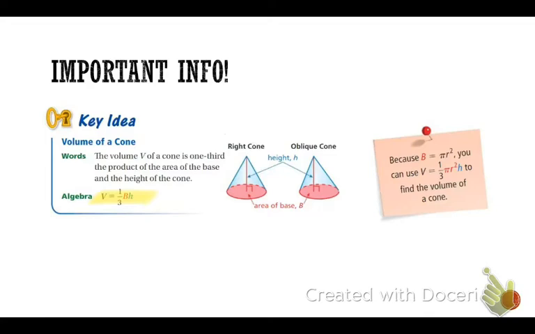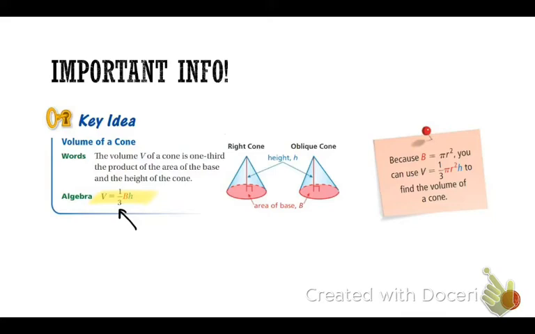I want you to highlight it, circle it, star it. The formula to find volume of a cone. Here's the good news. It is the exact same formula that you learned yesterday, except now you're going to take 1/3 of it. So yesterday with cylinders, you found the area of the base, which is a circle, multiplied it by the height. Okay? Now, today, you're going to do the exact same thing, but then once you get that number, you're going to divide it by 3.